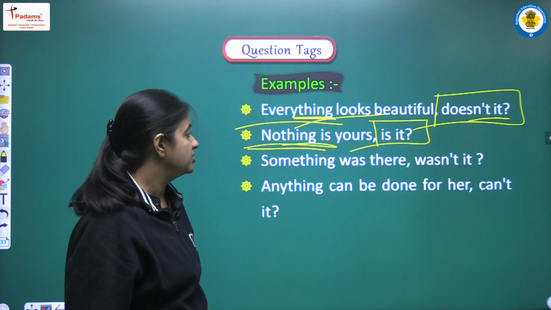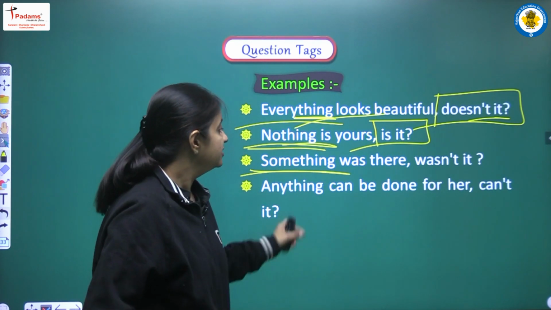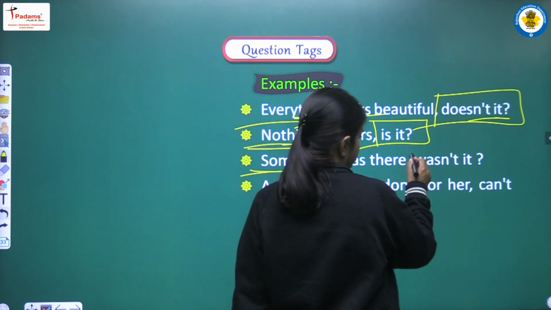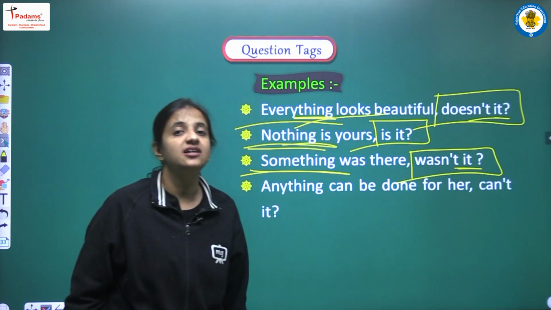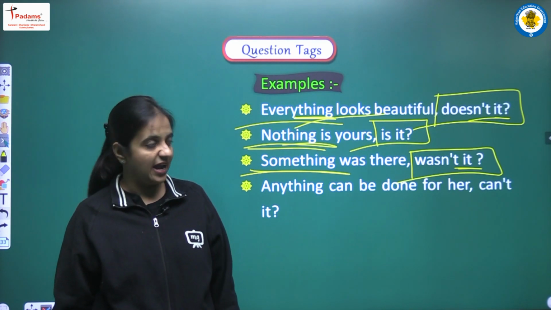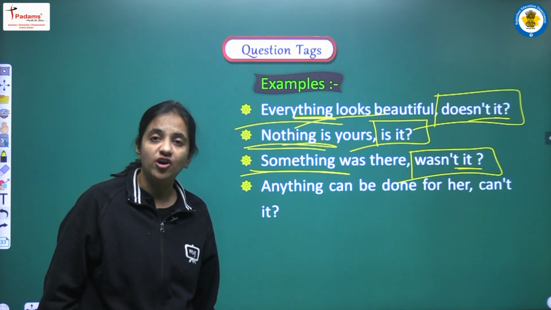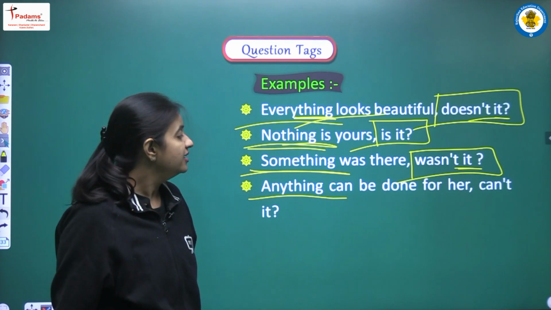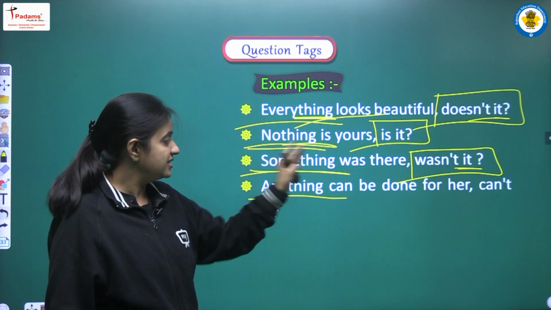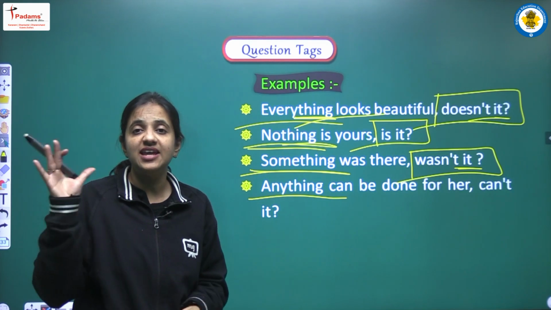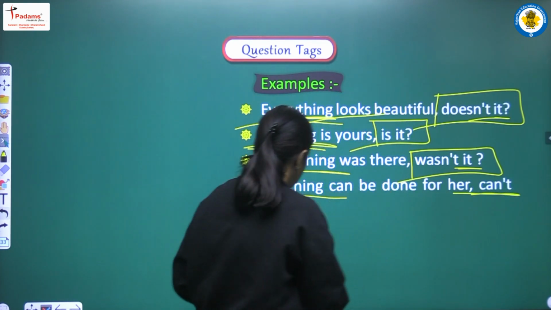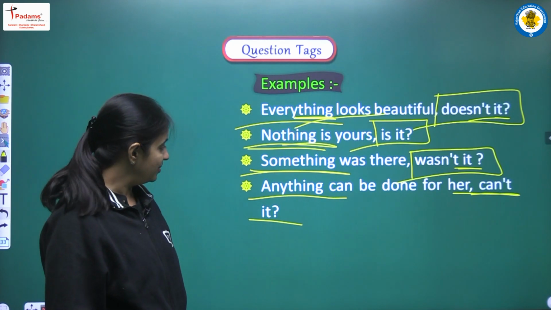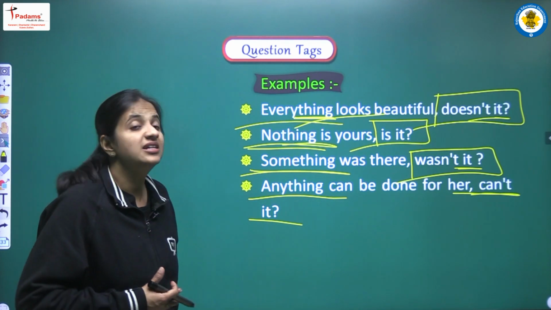Next one, something was there. So we are having something here in this sentence. The sentence is a positive one, so the question tag will be negative. Was plus not, it will be wasn't in the contracted form, and we are using it as a pronoun. So the question tag will be wasn't it, and the complete sentence is something was there, wasn't it? Next is anything can be done for her. Here we are having can, that is a modal, and it's a positive sentence. So we have to write a negative tag, that is can plus not, and the short form will be can't. We are using it as a pronoun, and the complete sentence will be anything can be done for her, can't it?